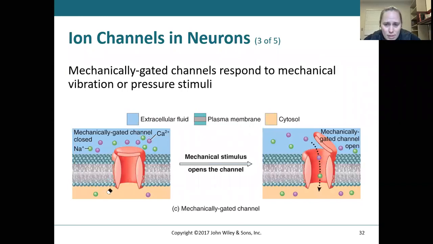So the example that we're seeing here is that we have a mechanically gated channel. You've got some kind of mechanical stimulus. As that mechanical stimulus happens, then you have the ions flowing into the cell. And again, if we remember, there are high concentrations of sodium outside the cell. And we haven't talked about the concentration of calcium, but calcium generally is much higher outside the cell.